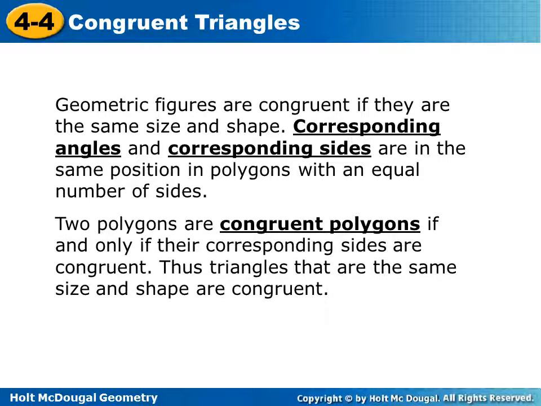Corresponding angles and corresponding sides are in the same position in polygons with an equal number of sides. Two polygons are congruent polygons if and only if their corresponding sides are congruent. Thus, triangles that are the same size and shape are congruent.